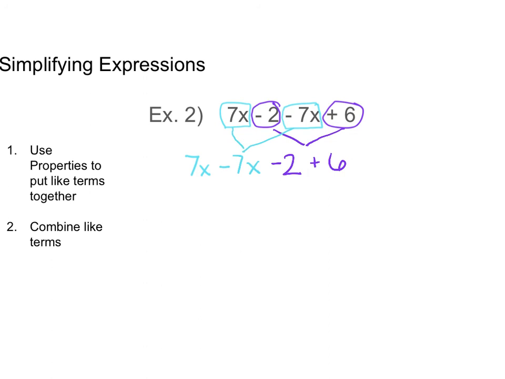Now I need to combine my like terms. So I have 7x minus 7x. Well, I have nothing. You can put a 0 here, but really you don't need to. So I'm going to go ahead and erase it. So I can just cross it off here. And then I have negative 2 plus a 6, and that is a 4. And that's how we combine like terms. Just make sure that you keep the same variables together, you combine the same variables, and then combine your constants.